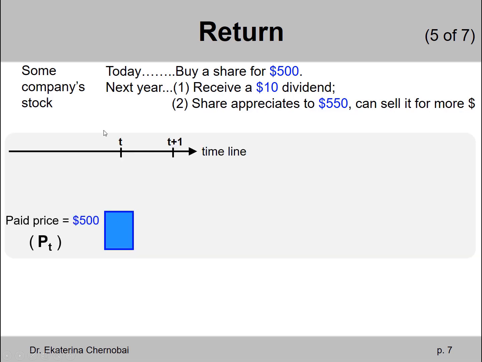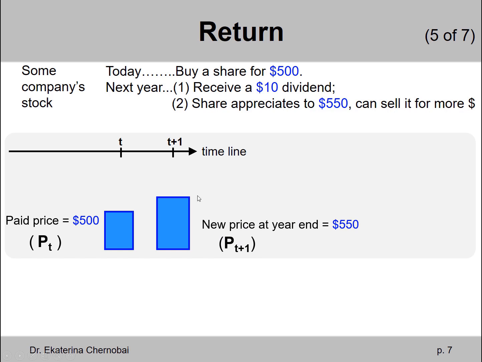In other words, at any point of time t, you pay some price, which we denote by capital P subscript t, lowercase t. So in this example, it's $500, right? Then at time t plus 1, which basically means 1 time period later, and in our context that's in 1 year, 2 things happen. First, the new price per share is denoted by capital P subscript lowercase t plus 1, and in our example that's $550.